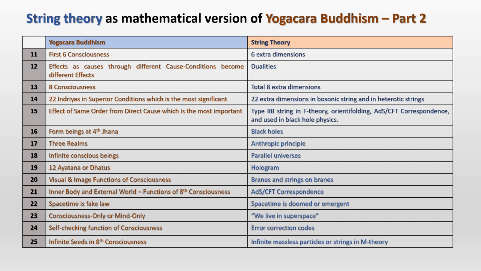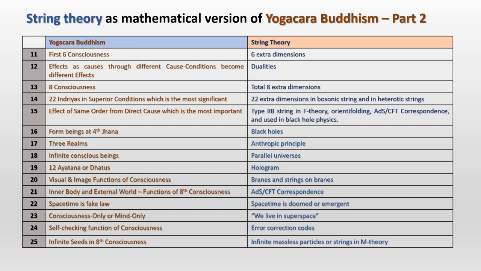Infinite conscious beings in Yogacara Buddhism shows up as parallel universes. 12 ayatana or dhatus is called hologram. Visual and image functions of consciousness are called brains and strings on brains. Inner body and external world, functions of eighth consciousness, is called AdS/CFT correspondence.